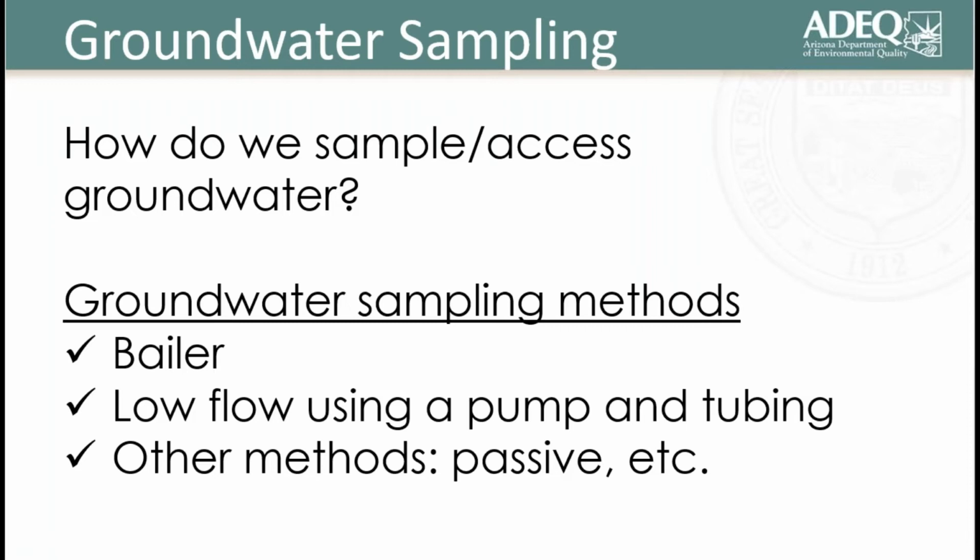Really, the industry standard is low flow, and you're using a pump and tubing. In that case, we're just sending tubing down the well, turning on the pump, and then capturing that groundwater to sample that way. There are passive samplers that you would leave in the well. I don't usually see that with our wastewater facilities and so forth.